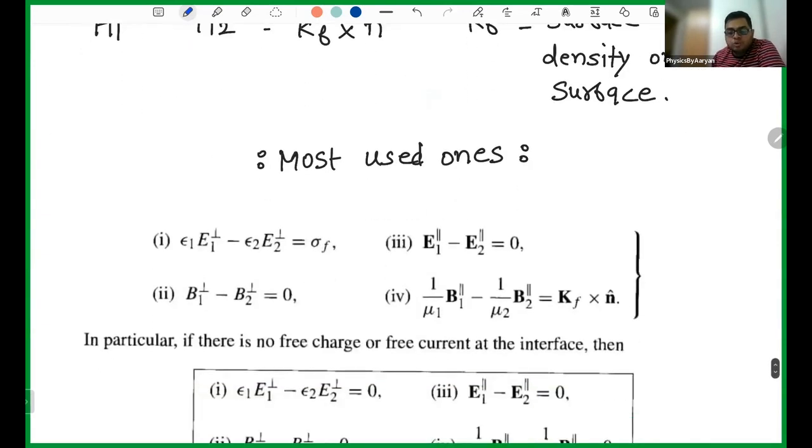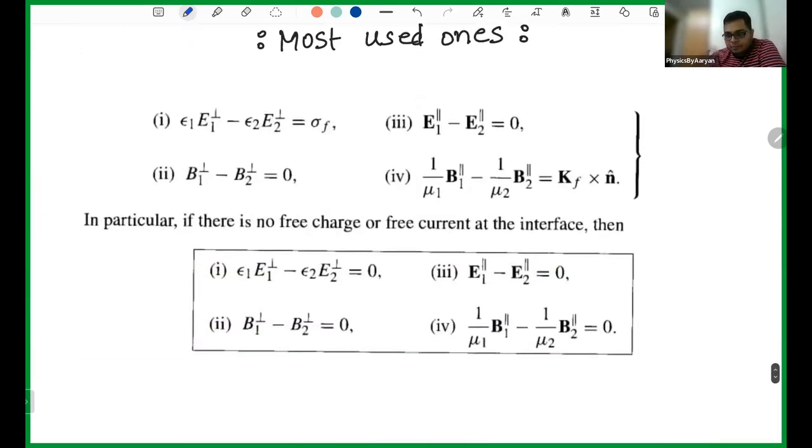So the most used ones are these ones. I have summarized all the relations that you might be requiring. You can look at this and make your own notes. You don't need the derivation of any of these. These are the most important boundary conditions and no question will come outside this. All the formulas that you require come from this.